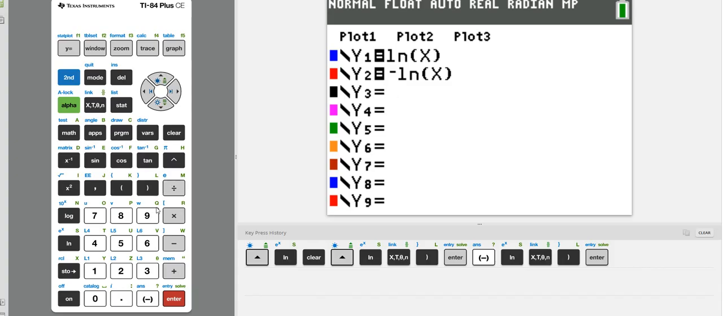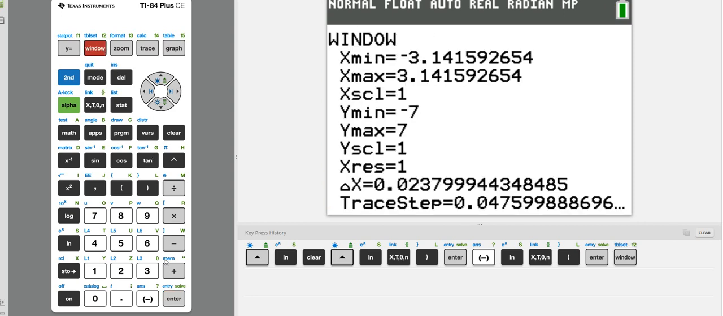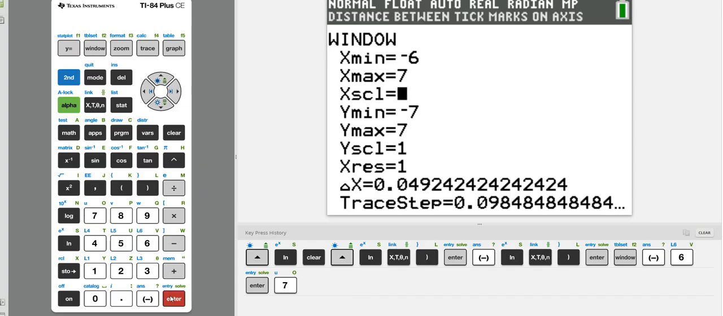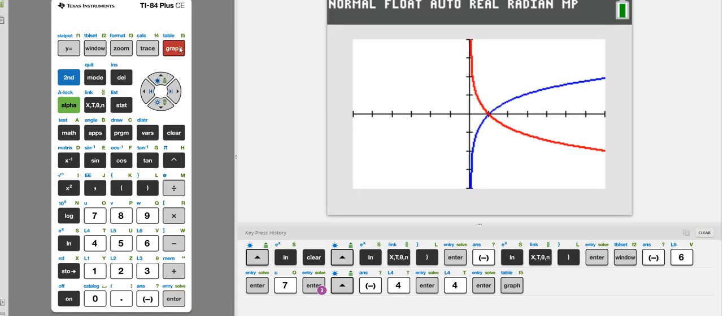Let's see, where do we want our window? I think from negative 6 to 7 would be good on the x-axis. On the y-axis, probably negative 4 to 4 would work. It's probably more than we need, really. And there's your graph. So which axis did it flip around?